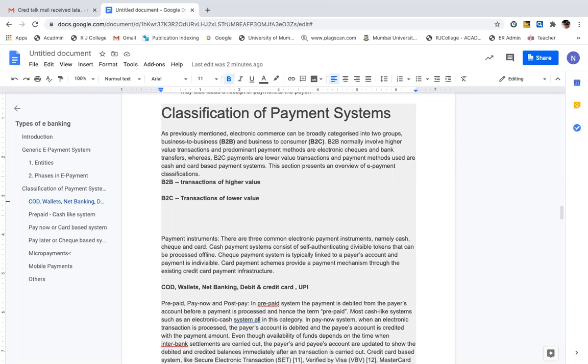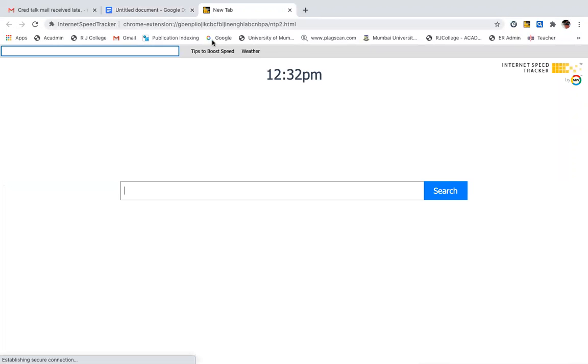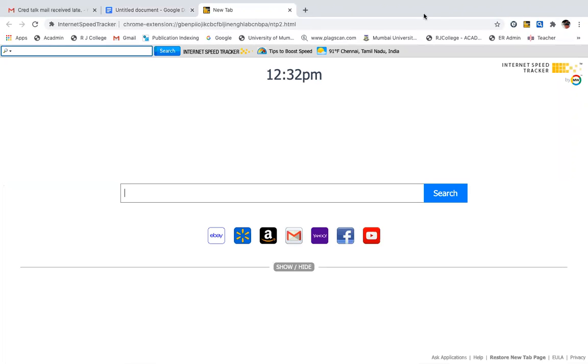What is UPI? How do you expand it? What is the expansion of UPI?